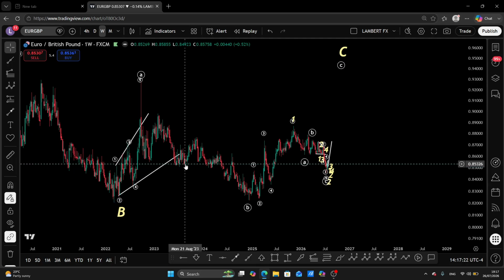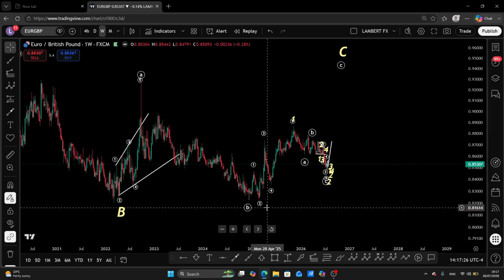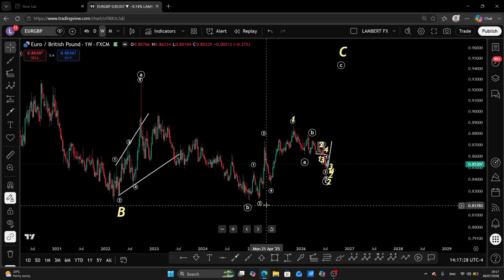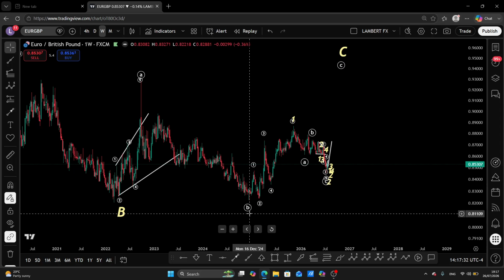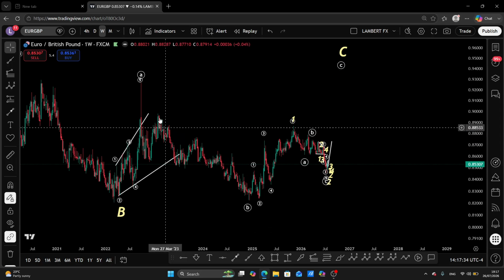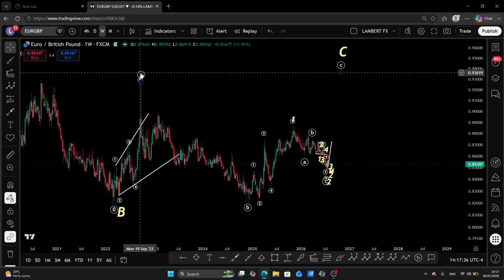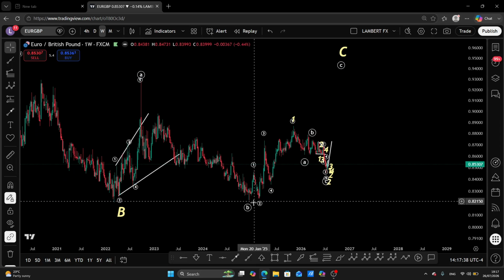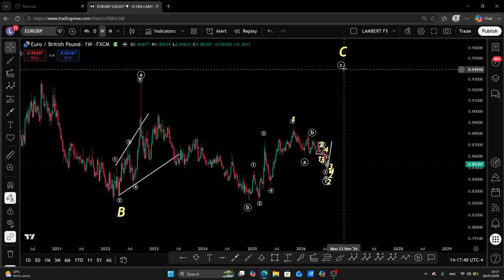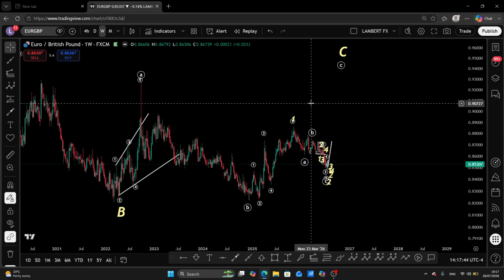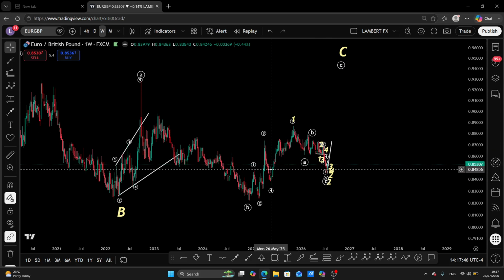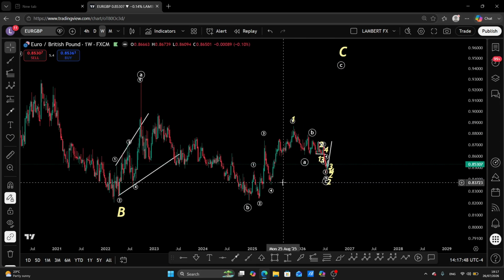And then we had a correction here. As you can see, we had this A, B, C for a 2. I've labeled this B here because the leading diagonal is an A. Okay, so this is a B, so we need a final leg C. So we are in that leg. We are in the C leg now.